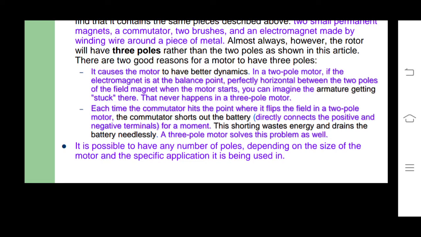It is possible to have any number of poles, depending on the size of the motor and the specific application it is being used in.